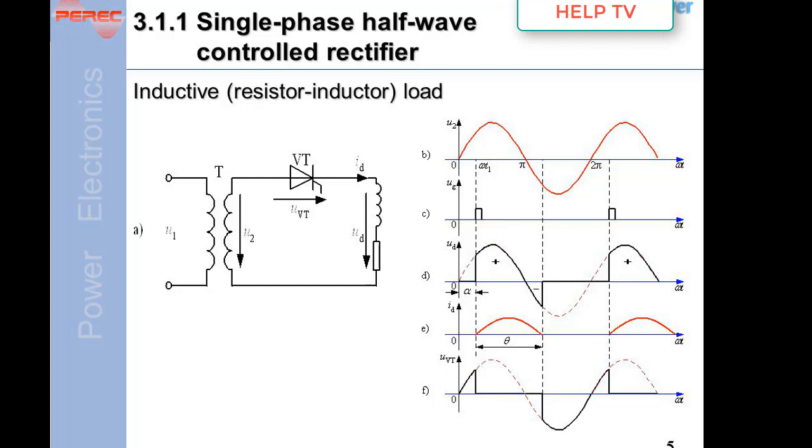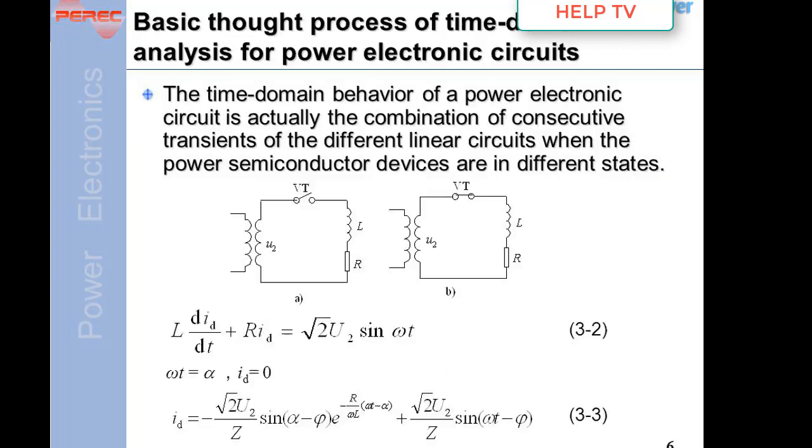Inductive, resistor-inductor load. Basic thought process of time domain analysis for power electronic circuits. The time domain behavior of a power electronic circuit is actually the combination of consecutive transients of the different linear circuits when the power semiconductor devices are in different states. Equation 3-2: at omega t equals alpha, i_d equals 0.